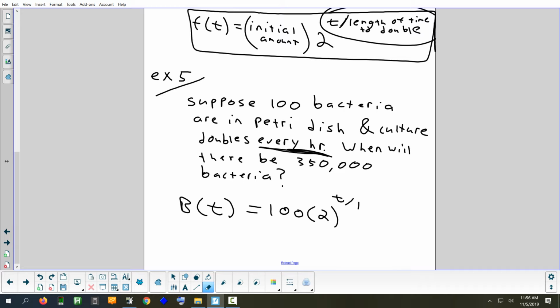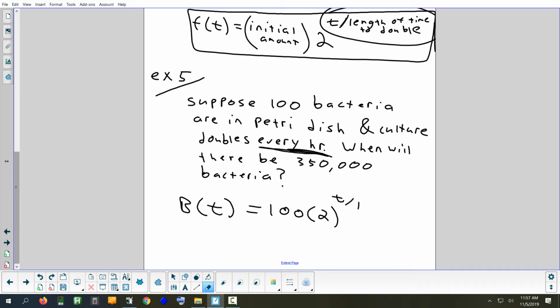If it said it doubles every 3 hours, I would put a 3 in the denominator. That way, if 12 hours had gone by, 12 divided by 3 means it would have doubled 4 times. But it's doubling every hour. And then, how would I finish off the question?